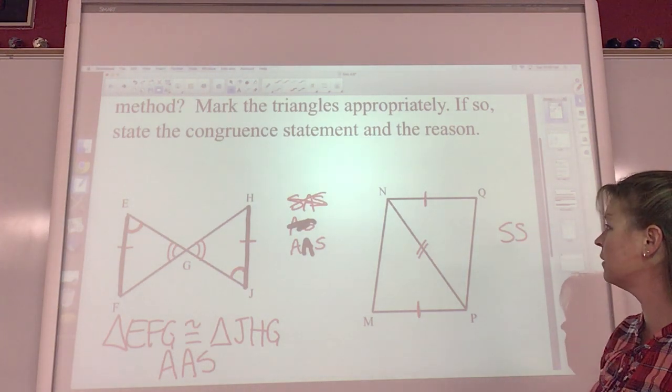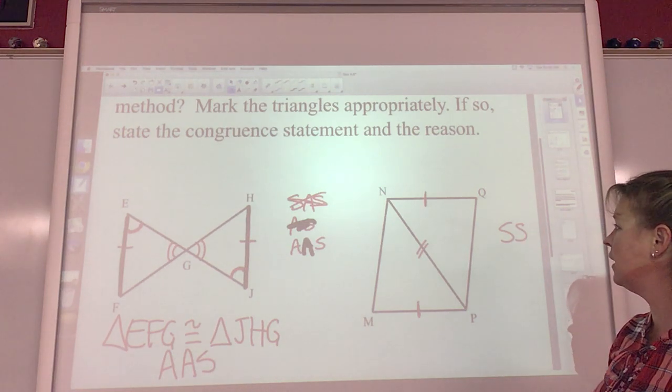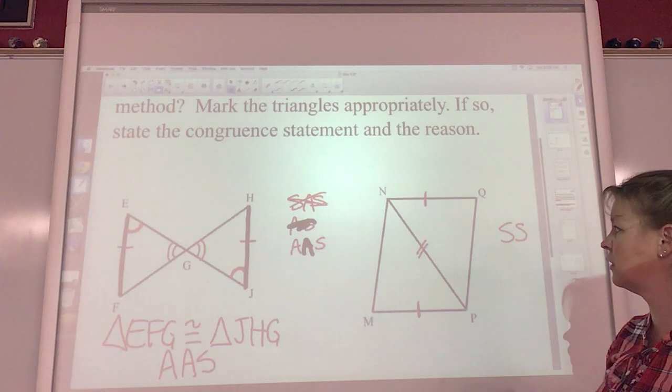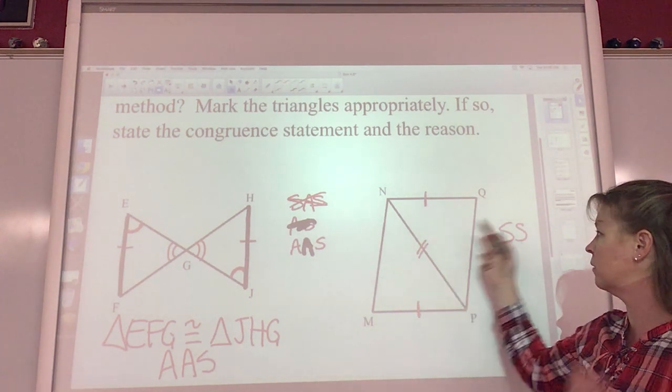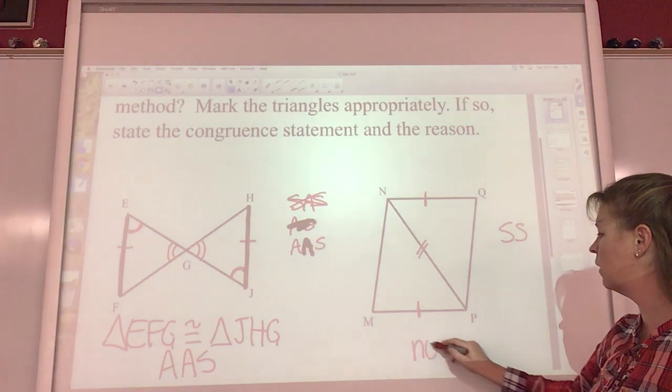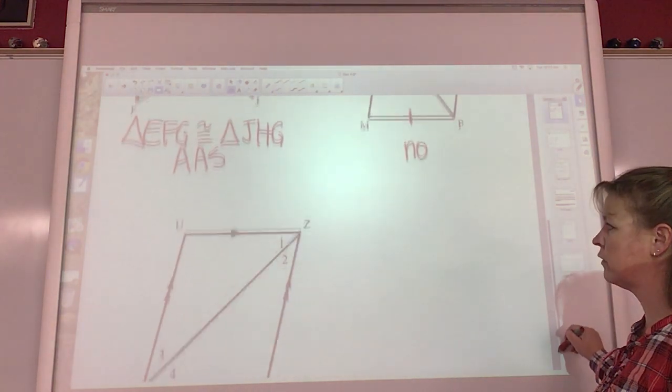We don't have an angle in between, no vertical pairs, no anything. We don't have a third side. There's no such thing as a third side theorem. There's only a third angle theorem. So this one's a no. Not enough information. Not nearly enough information for that.